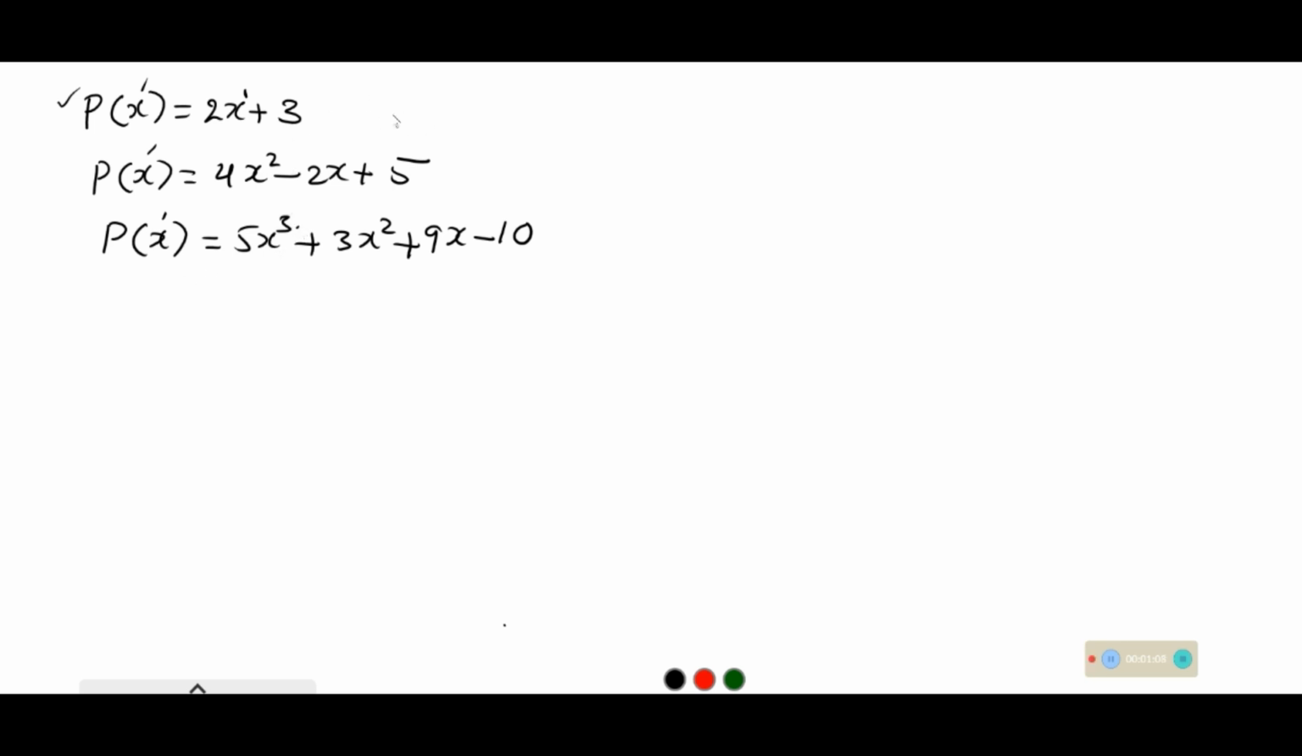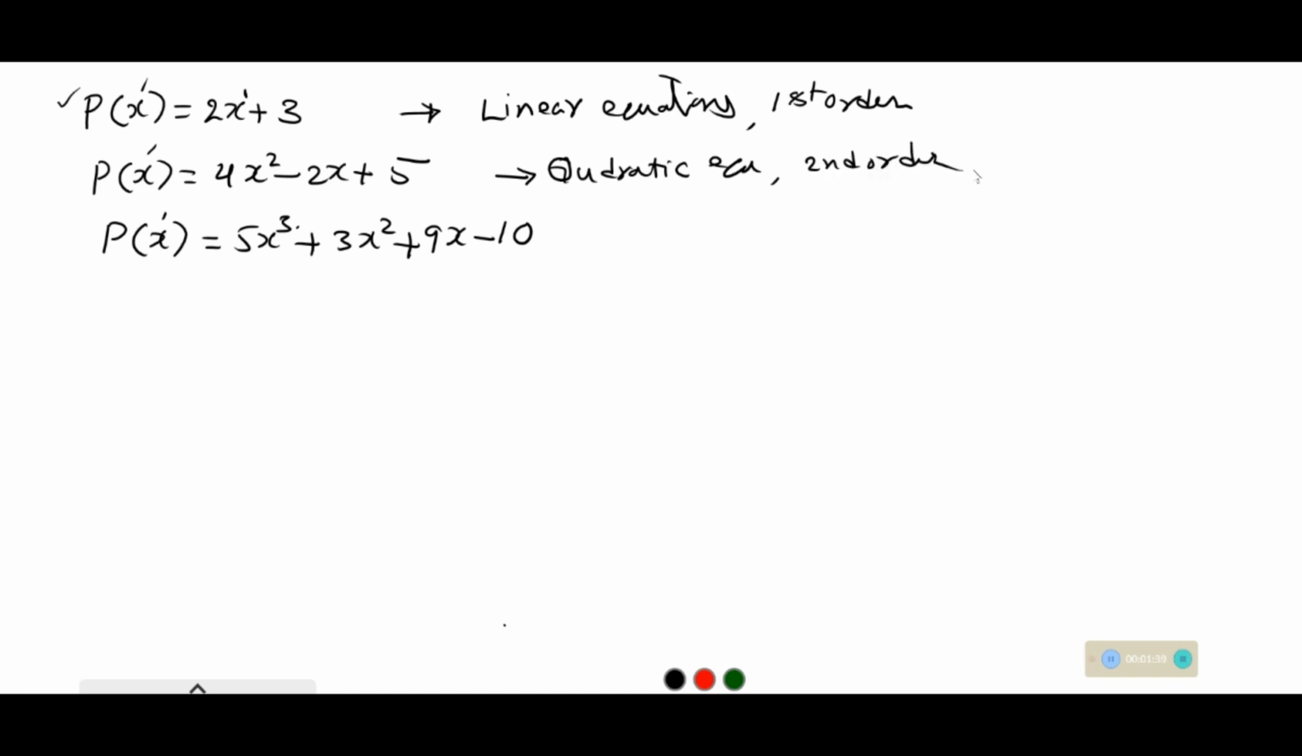Whichever has order 1, we call linear equations, or first order polynomial equations. When you have degree 2, it is called a quadratic equation or second order polynomial equation. This is called a cubic equation or third order polynomial equation.